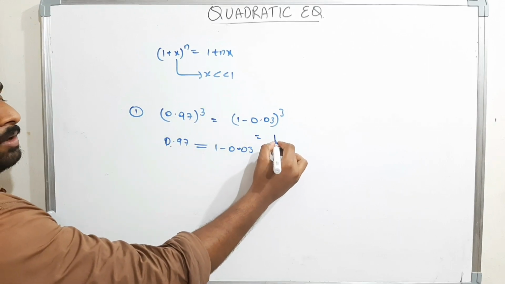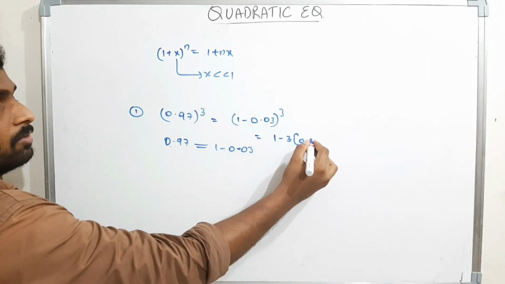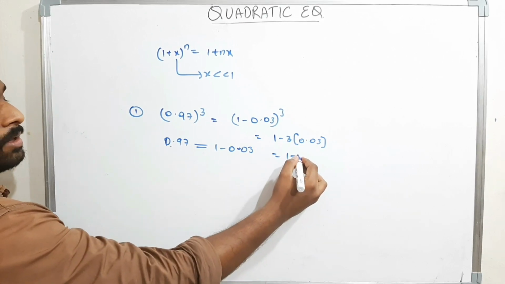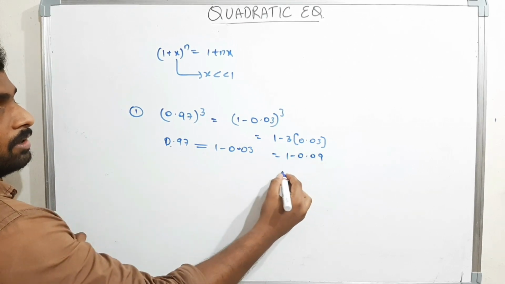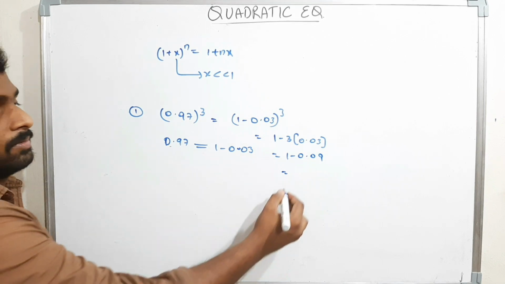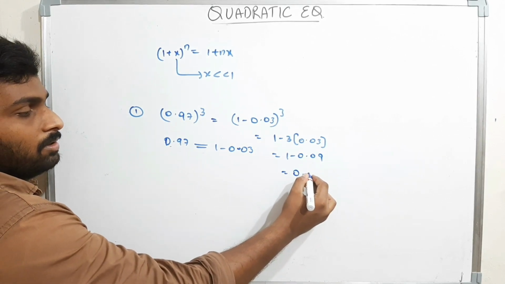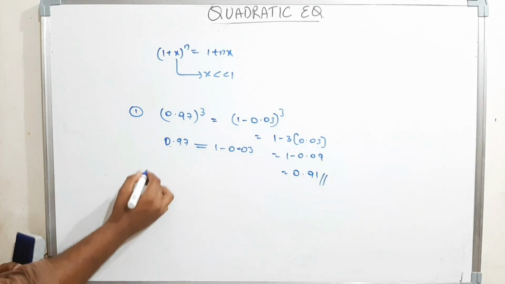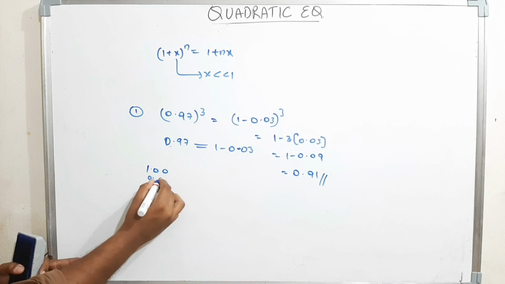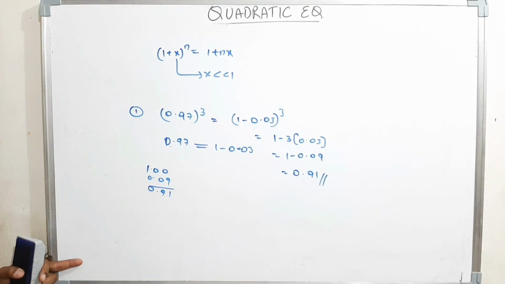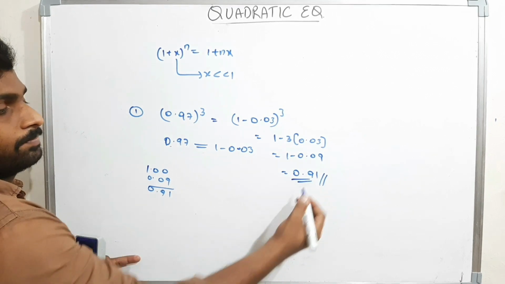Therefore, expand it. 1 minus 3 into 0.03, that is nothing but 1 minus 0.09. Now calculate it. How much? 0.91 is the answer.